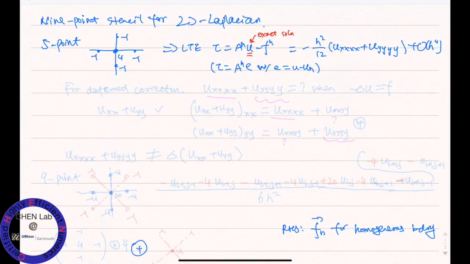So the key question, as we talked about at the end of the last lecture, is that for the defect correction we need to figure out what this term is. Again, U is the exact solution, and we don't know the exact solution. What is this equal to when we have negative Laplacian U equal to F? That's easy in 1D: you just take two more derivatives. In 2D, this is not as straightforward.